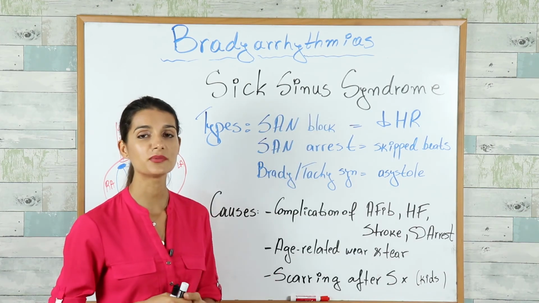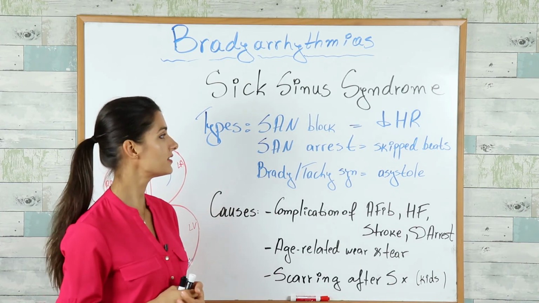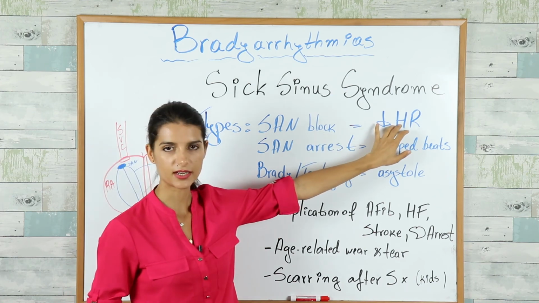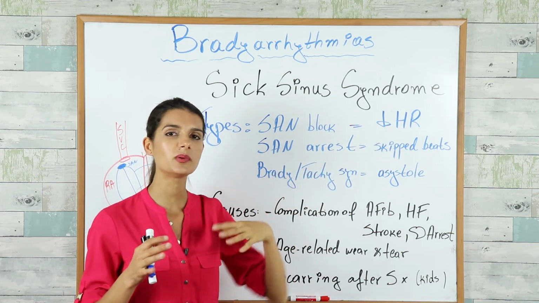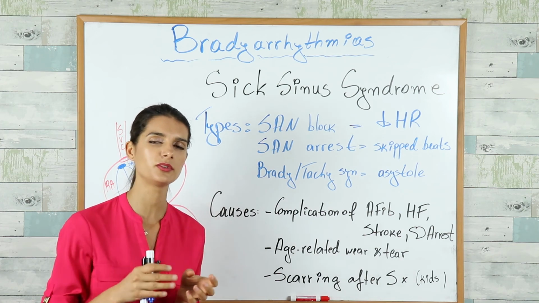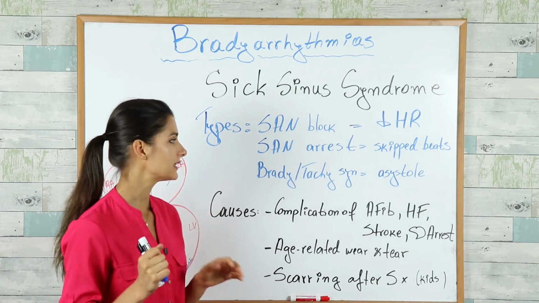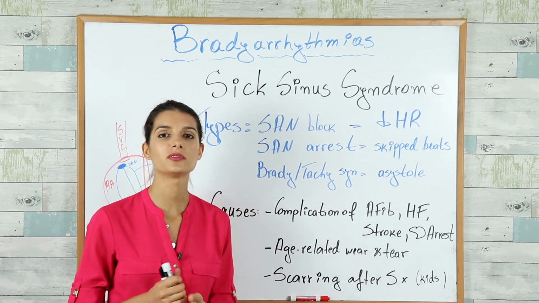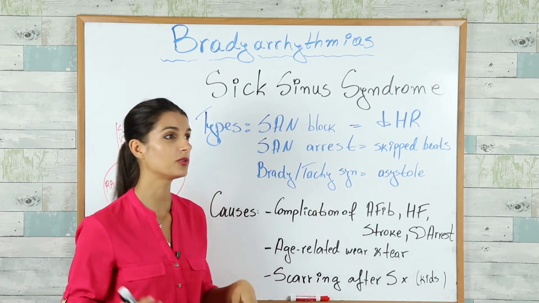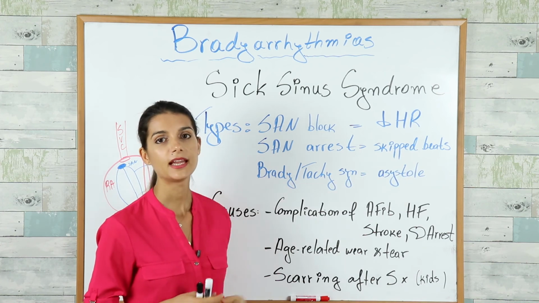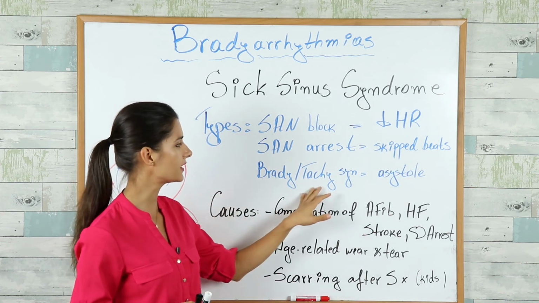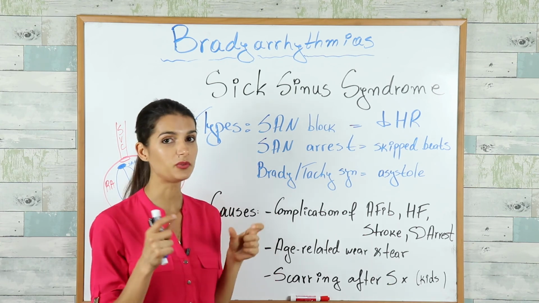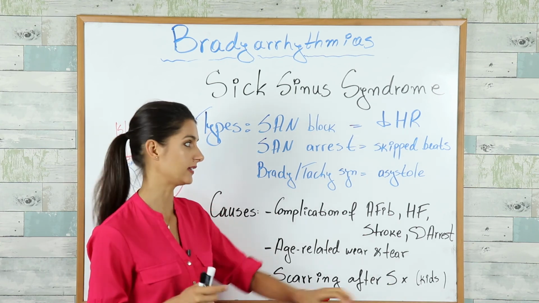We have several types of sick sinus syndrome. The first one is sinoatrial nodal block, which presents with decreased heart rate. Why? Because the impulses travel very slowly through the sinoatrial node. The second one is sinoatrial nodal arrest, where the sinoatrial node pauses. That's why we're going to see skipped beats. And the third one is bradycardia-tachycardia syndrome, basically alternating brady and tachycardia. And in between them, you're going to see a flat line, asystole.